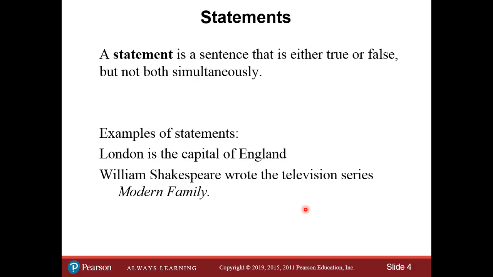A statement is a sentence that is either true or false, but it can't be both simultaneously in the same space and time. So a logical statement is any sentence that is either true or false, but not both. An example is London is the capital of England. That is either true or false. In fact, this one is true. The main thing is it cannot be both true and false. William Shakespeare wrote the television series Modern Family. That is a logical statement because it is either true or false, but not both. In this case, it is a false statement.